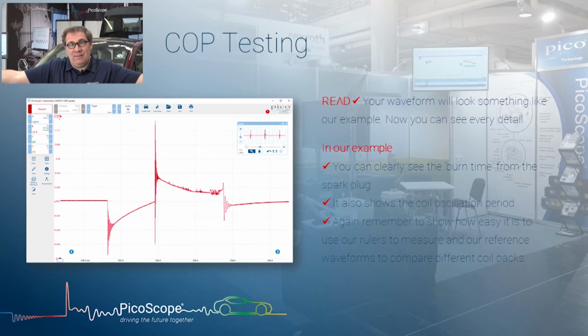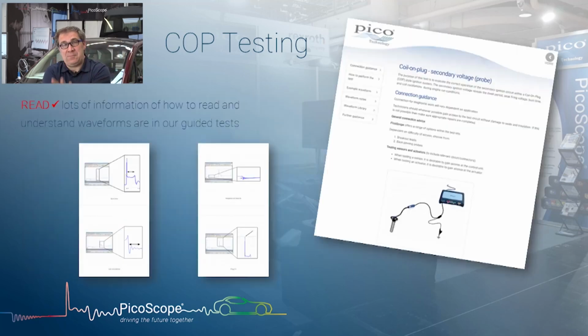We capture our waveform over a number of cycles, but then we can zoom in and actually see everything that's going on within that ignition event. I'll just refer you now, if you're not sure what's going on with a waveform, go back to those guided tests. And within the guided test, we will show you what each part of the waveform is, and this is a really, really nice one with a coil on plug, so we can see and measure what the burn time is. We can see the coil oscillations at the end. We can see everything that's going on with that coil pack to understand that it's working correctly.